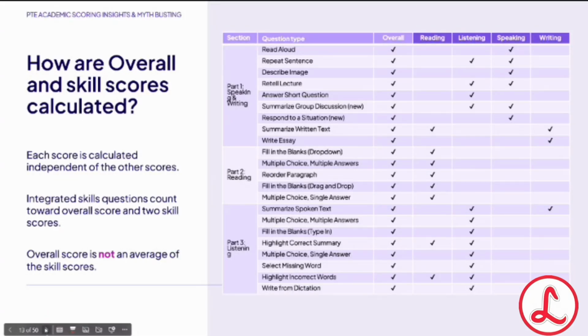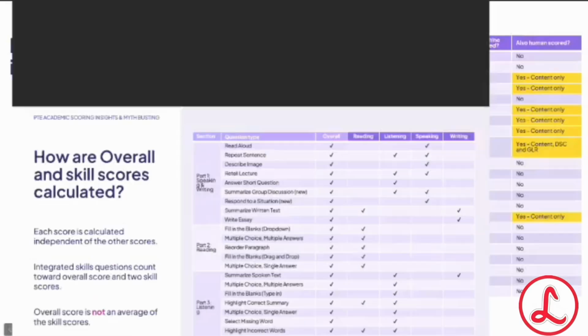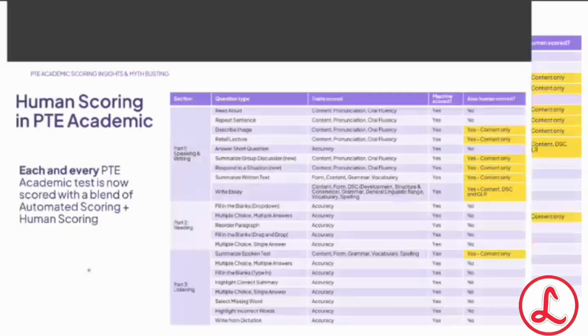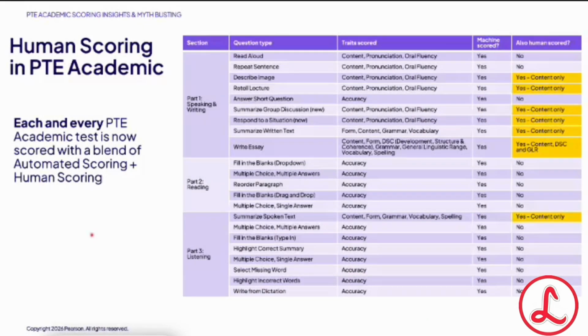So that's how integrated skills work for overall scores. One of the other aspects that comes up when we're talking about how PTE is scored is the role of human raters in scoring PTE. So we've always had human involvement at different stages in PTE scoring, but from August of last year, we introduced an additional layer of human oversight in scoring for every extended response question.